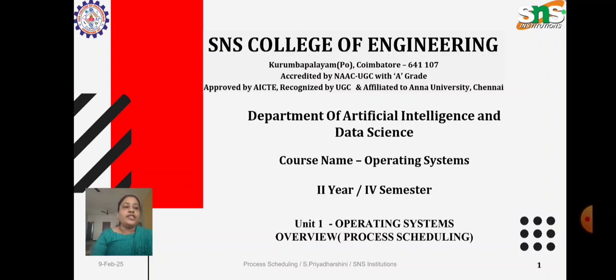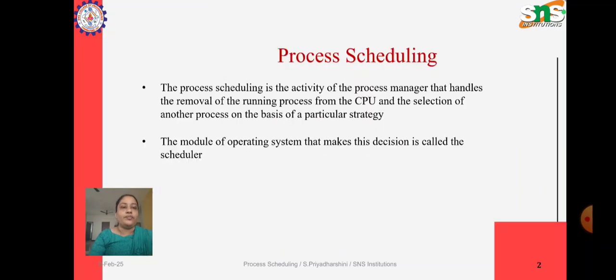Today we are going to continue with the topic process concept. Now we are going to see about process scheduling. So we'll see what is the definition of process scheduling. Process scheduling is the activity of the process manager that handles the removal of the running process from the CPU and the selection of another process on the basis of a particular strategy. So taking out the running process from the CPU and allocating a new process to the processor is called process scheduling. The module of the operating system that makes this decision is called the scheduler.